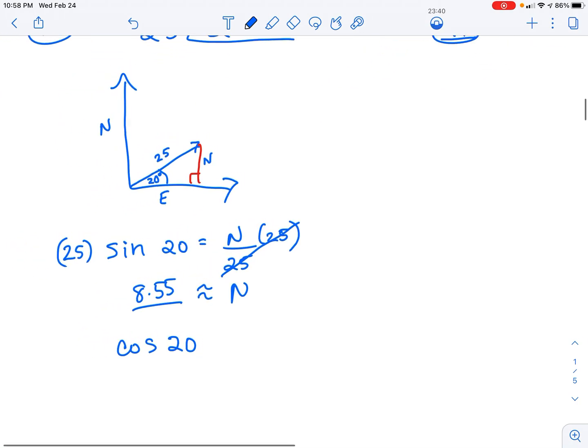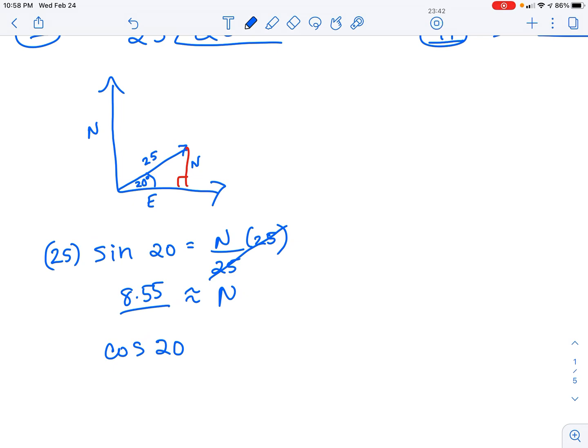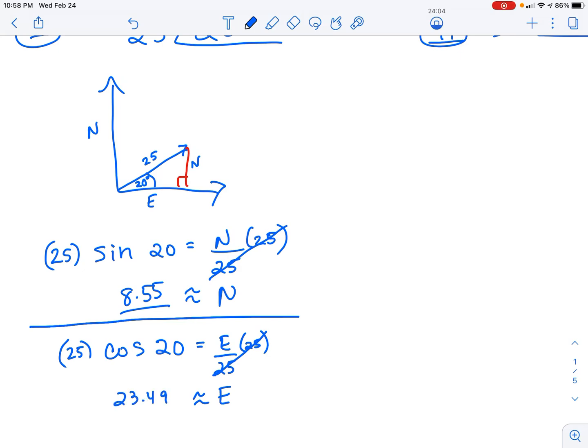And then cosine of 20 is going to be adjacent over hypotenuse, right? And adjacent over hypotenuse is going to be the east side over 25. Let's solve for that. Put that in your calculator and let's see what you get. Approximately 23.49. Okay, so there's our first one figured out.